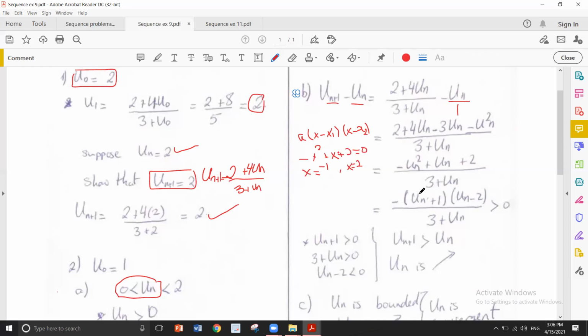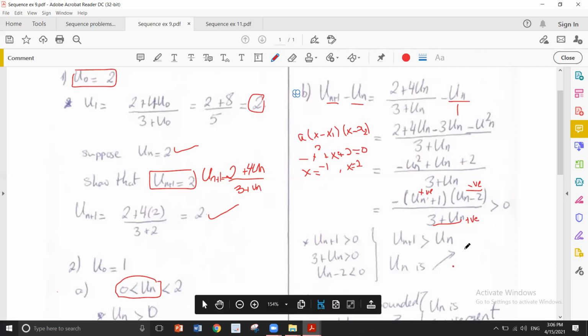Now this is positive, the first one is positive since un is between 0 and 2. And this is positive. This is negative, since un is less than 2, this is negative. Multiplied by this negative will give positive. So un plus 1 greater than un, then un is increasing.